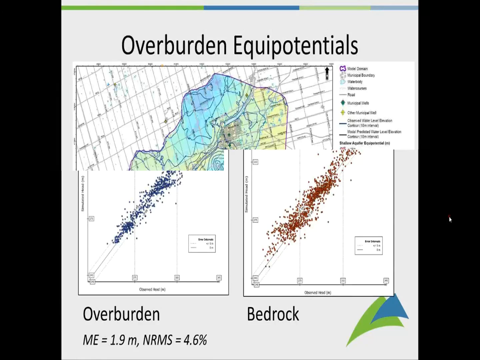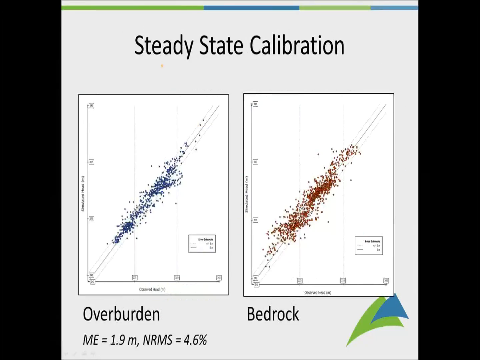The results of the steady state calibration are shown here, and these figures show scatter plots of simulated on the y-axis versus observed on the x-axis head measurements for both the overburden and the bedrock. An ideal fit is a 45-degree line, and there's 5-meter error bars shown on each figure. So what this shows is that the trend is fairly close to the 45-degree line, and the mean error was about 2 meters, and the normalized root mean square error was less than 5%. So we're pretty happy with the way we're able to calibrate this model for steady state.